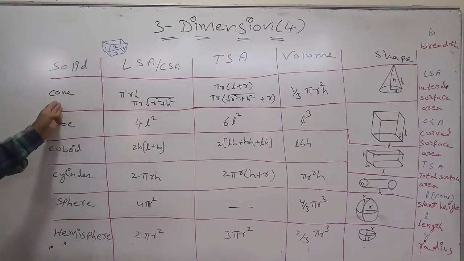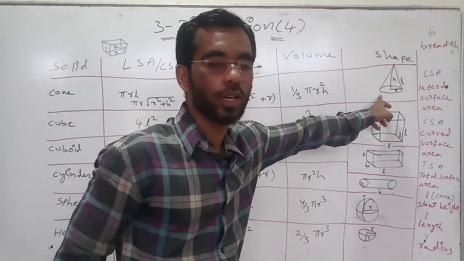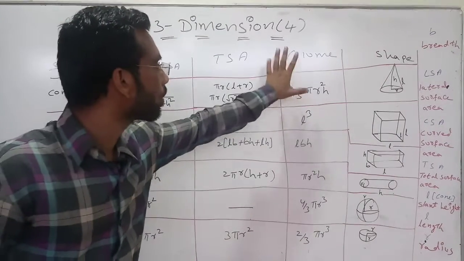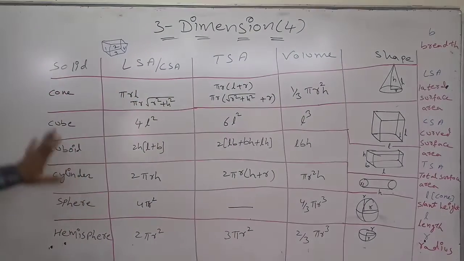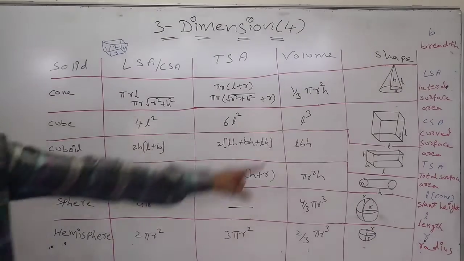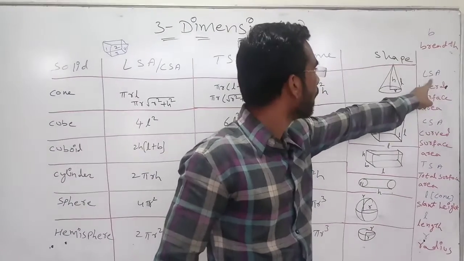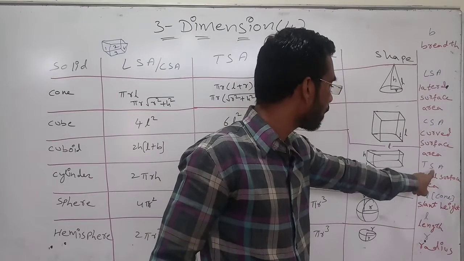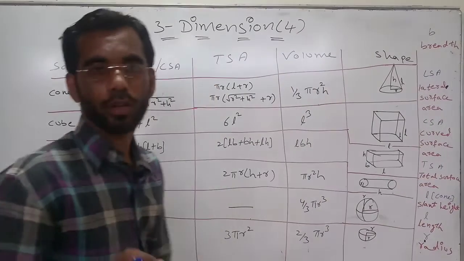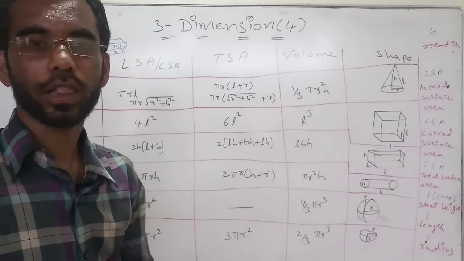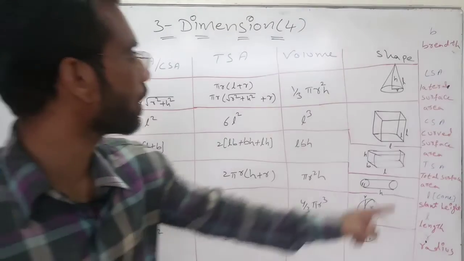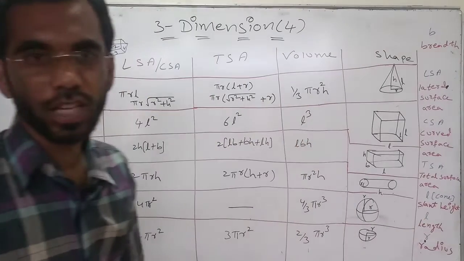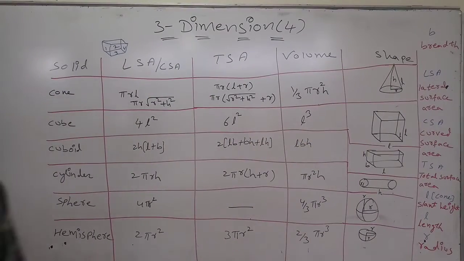Now solid shape cone, what is the figure for the cone? This will be the figure for the cone. Lateral surface area, total surface area and volume of the cone. Here I have written some of the formulas, you can take. B represents breadth, LSA means lateral surface area, CSA curved surface area, TSA total surface area. If you are using L in the cone, it is slant height, it is not length. Otherwise L will be the length, R the radius and D the diameter.